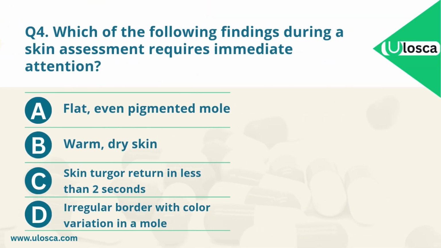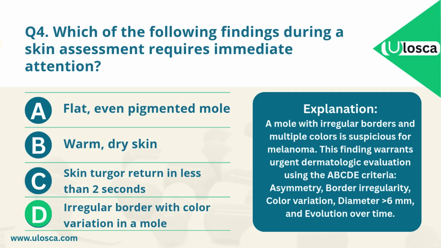The correct answer is D. Irregular border with color variation in a mole. Explanation. A mole with irregular borders and multiple colors is suspicious for melanoma. This finding warrants urgent dermatologic evaluation using the ABCD criteria: asymmetry, border irregularity, color variation, diameter greater than 6 millimeters, and evolution over time.